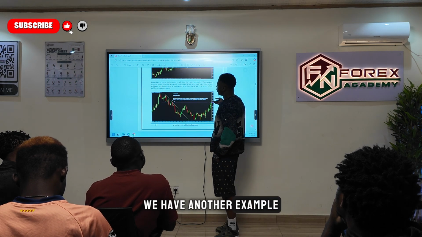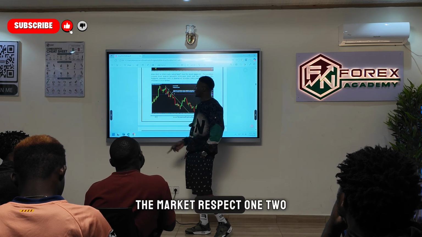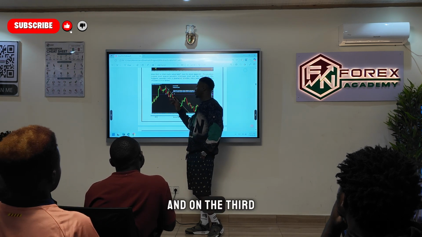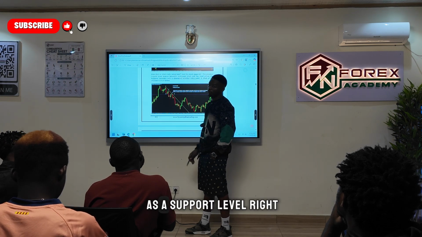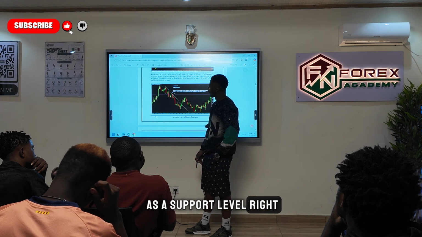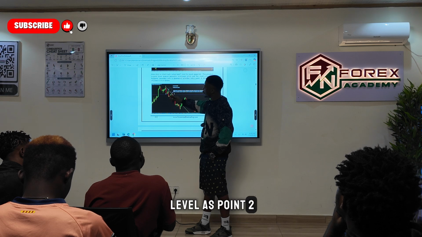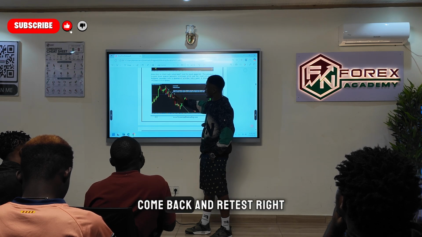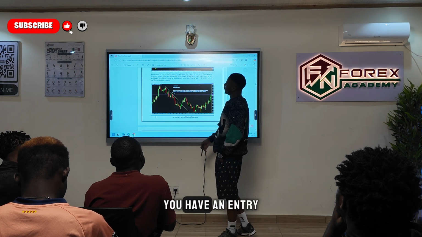We have another example down here. First touch, second touch, right? The market will expect one, two, and on the third touch to the downside, you see that it respects this level as a support level, went up, respected this level as resistance, went down, broke, came back and retested, right? As you come back and retest, you have an entry to the downside.